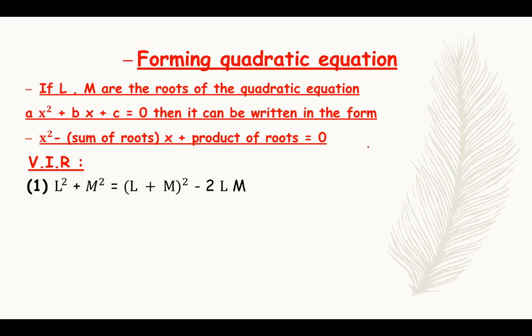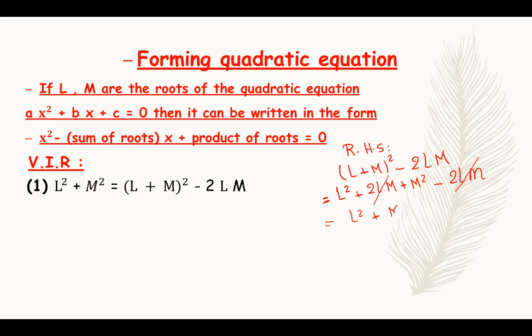Here, right hand side, L plus M for all power of 2 minus 2LM. First, we are going to expand the bracket. L plus M for all power of 2 equals L power of 2 plus 2LM plus M power of 2 minus 2LM. Okay? Here, negative 2LM will cancel 2LM. So the remainder will be L power of 2 plus M power of 2.